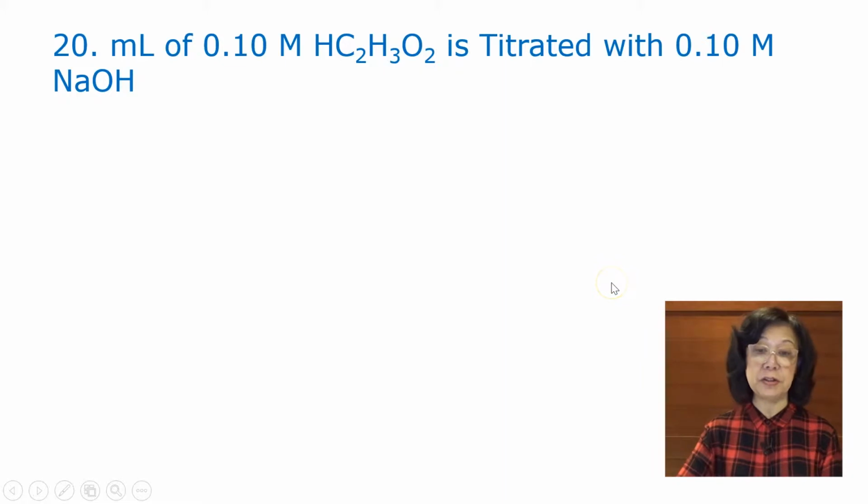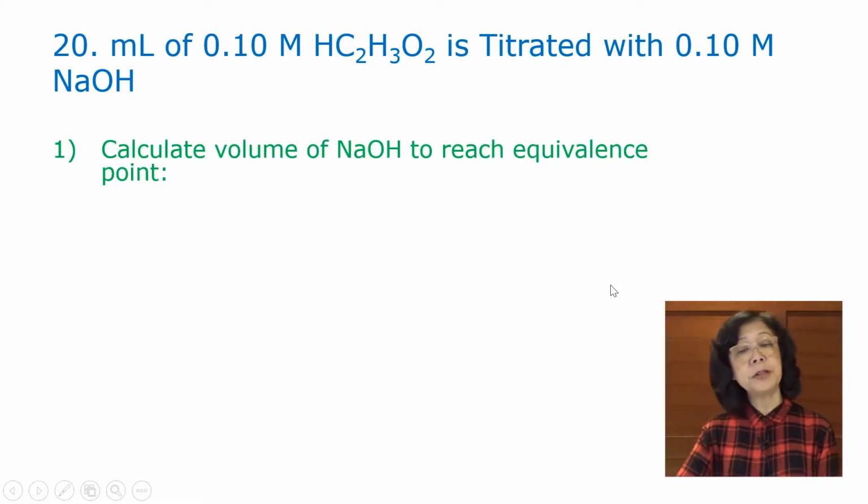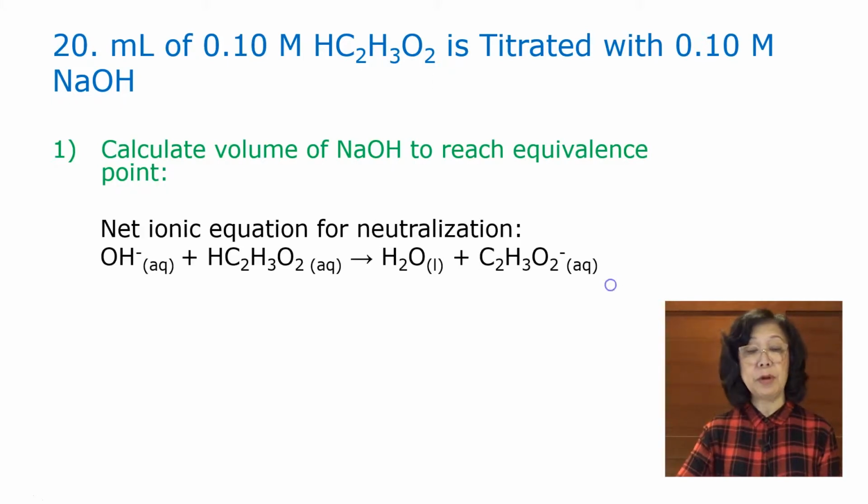for your calculations. So first of all, we need to calculate the volume of NaOH needed to reach the equivalence point. And we write the net ionic equation, which is hydroxide ion with acetic acid to form water and acetate ion. The sodium is the spectator ion that will get dropped out of the net ionic equation.